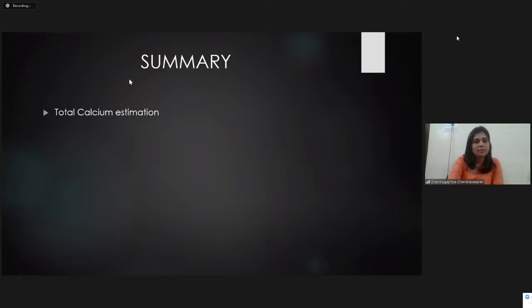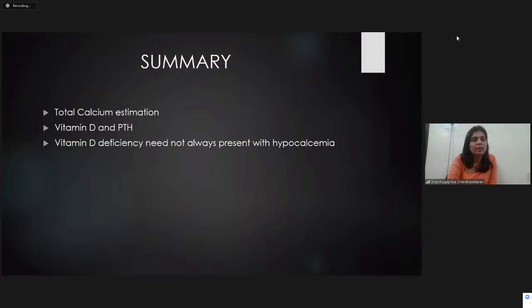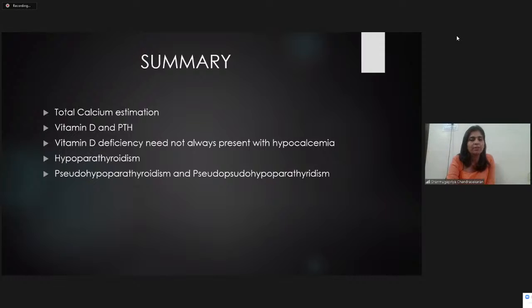So the summary is, total calcium estimation is being done regularly. Vitamin D and PTH are the two major regulators of calcium and phosphate. Vitamin D deficiency need not always present with hypocalcemia. Many a times it's normal calcium. And we know hypoparathyroidism causes true hypoparathyroidism and pseudohypoparathyroidism.